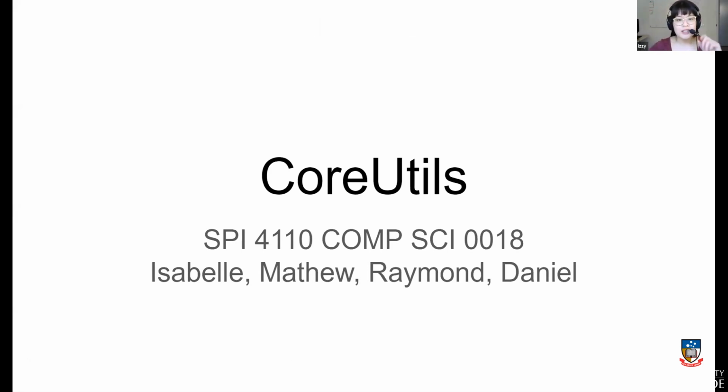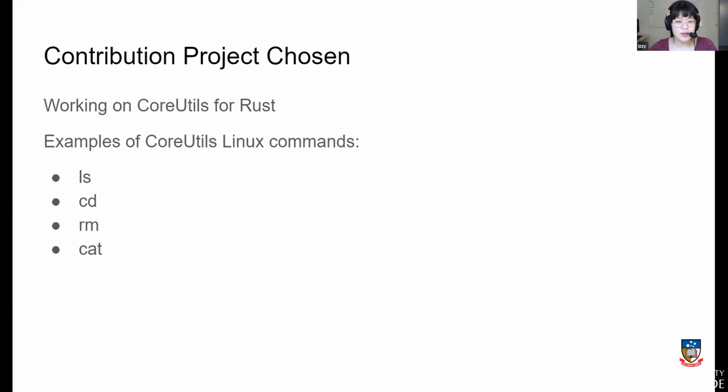So, shall I start? We are group 10 and we have 4 members. We've decided to contribute outside the selected projects given by Christoph. So we have chosen Core Utils Rust. This project is a translation project where the core utils of Linux commands such as ls, cd, rm, cat are translated into the programming language Rust.